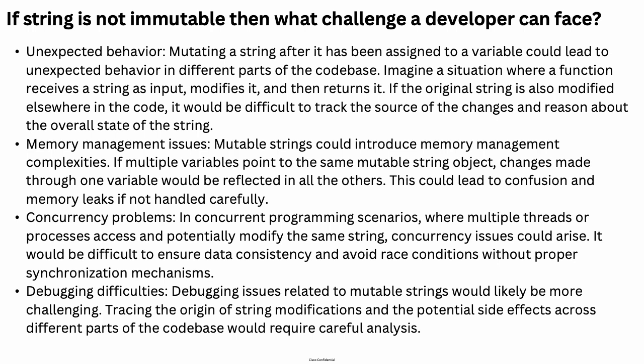Moving on to the next question: if string is immutable, then what challenge can a developer face? A developer can face multiple issues, like unexpected behavior. Mutating a string after it has been assigned to a variable could lead to unexpected behavior in different parts of the code base. Second, there might be memory management issues. There might be concurrency problems. There might be debugging difficulties, and one of them is a security problem, because strings are used as usernames and passwords on the server, so keeping them immutable is a good thing.